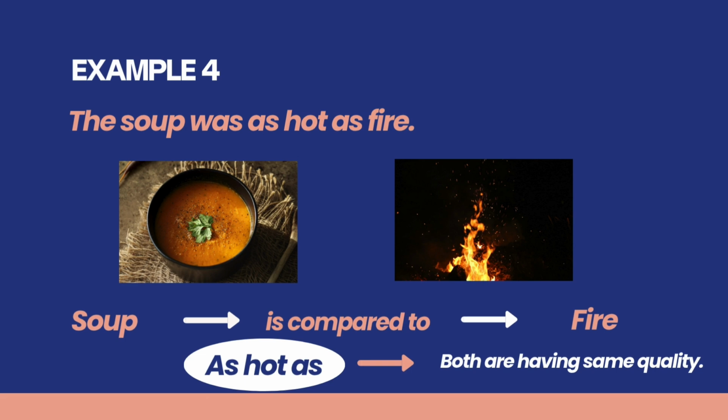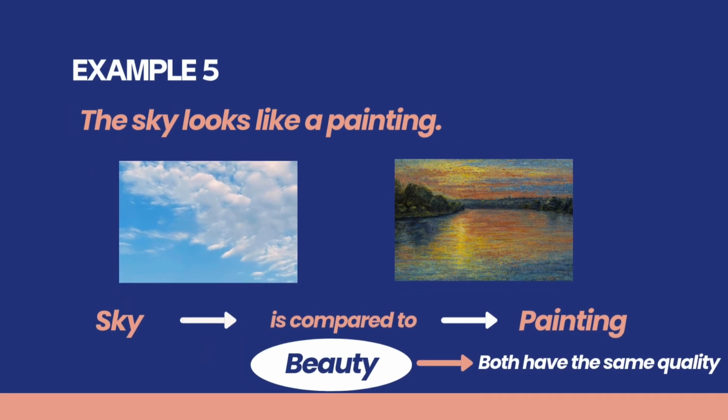Now let's move to the fourth one. The soup was as hot as fire. Here we are comparing two different things. One is the soup and the other is fire. Both are not the same, right? But what do they share? The common quality is heat. Both are hot. So when we use the word as to show the comparison, as hot as fire, it is a very common and very good word to use in a simile. It means the soup was very, very hot, almost burning. So this simile helps us imagine how hot it really was.